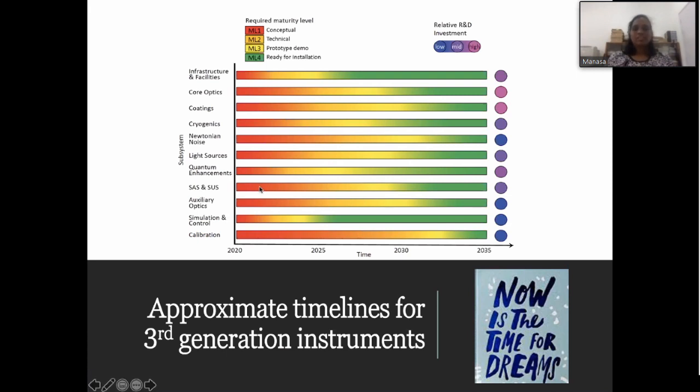So with the upcoming LIGO-India detector on our own soil, the research community in India has to pitch in and show our contributions to the global community in terms of building the next generation instruments and the upgrades that they will undergo in the next decade.